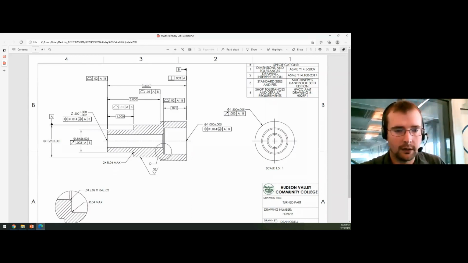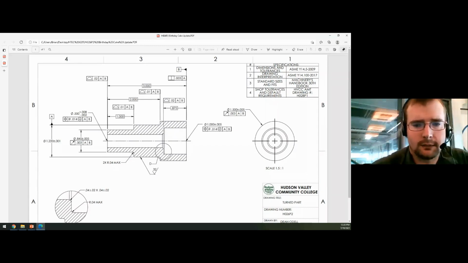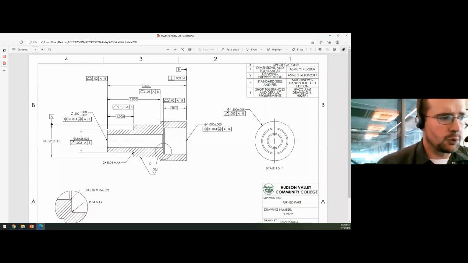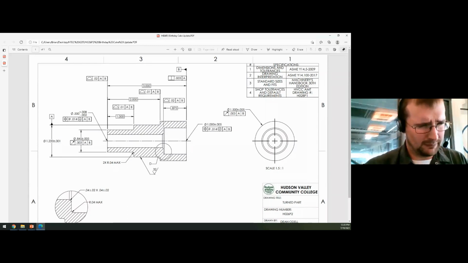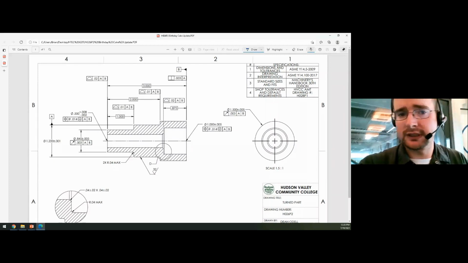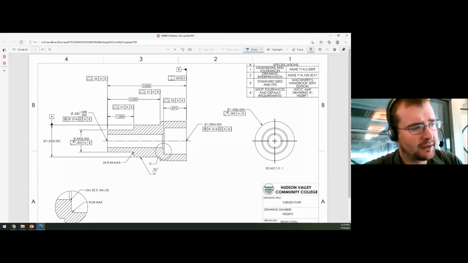Covers boring, drilling, outside turning, parting, aluminum, nice safe material. One of the nice things about this part that I really like is it covers profile of a surface in probably its simplest form. One thing I always had an issue with when I was learning this was profile of a surface being treated as only for advanced mold surfaces, and I got in industry and I'm like, that's not true.